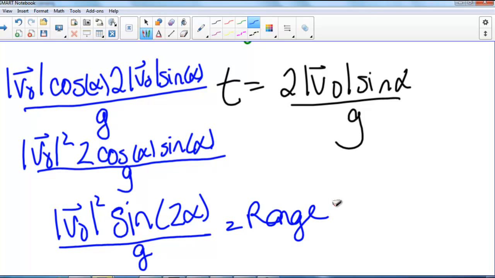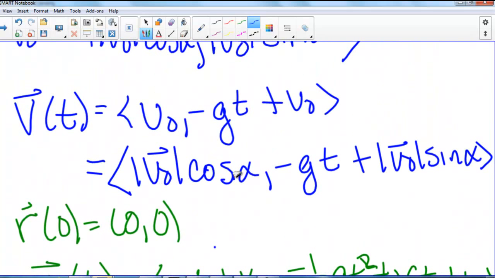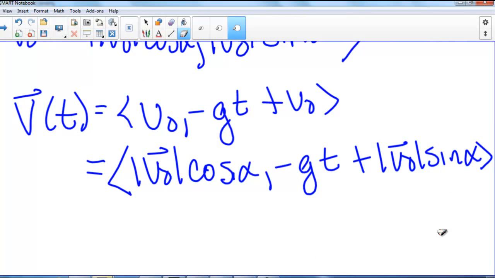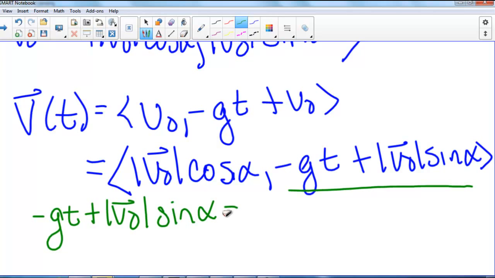And then to find our maximum height, we need to know that's where our derivative is 0. So that's going to be where our velocity up here equals 0. Maximums occur when derivatives are 0. In this case, velocity is our derivative, and we want the y, or the height, velocity to be 0. So where negative gt plus magnitude of v naught sine of alpha equals 0.